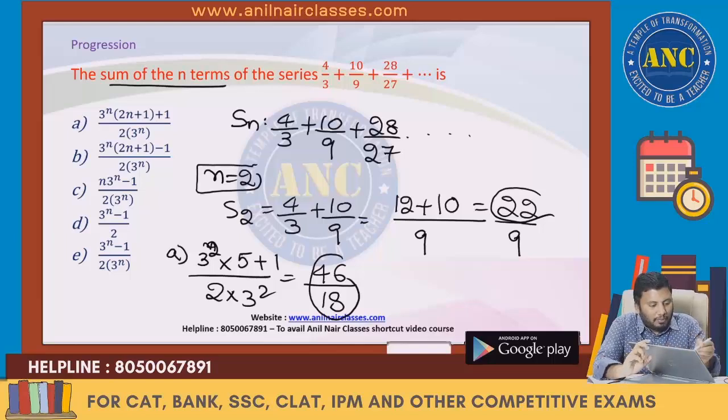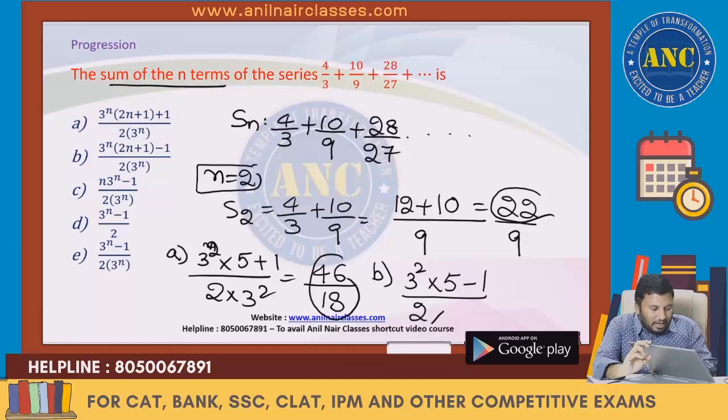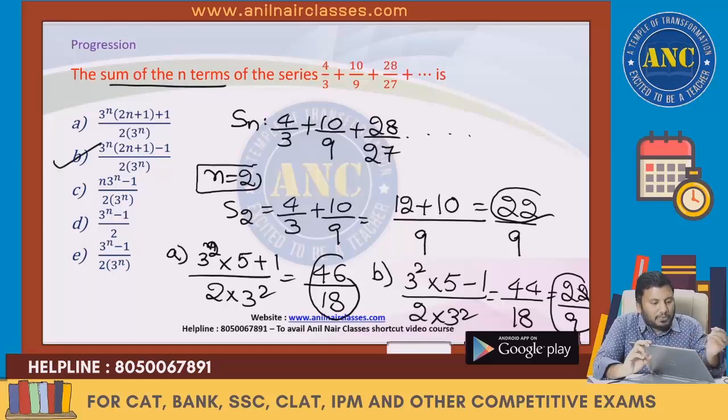I need 44, so substitute option B. N equivalent to 2. 3 square into 2 into 2, 4 plus 1, 5, minus 1, divided by 2 into 3 square. 9 5s are 45, minus 1, 44. 9 2s are 18, which is 22 by 9. So the option is B.